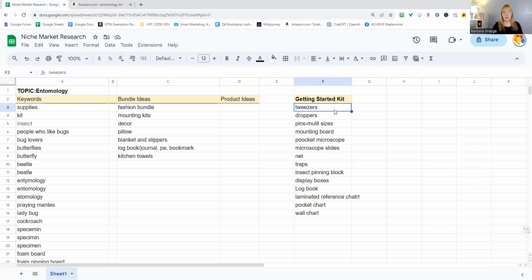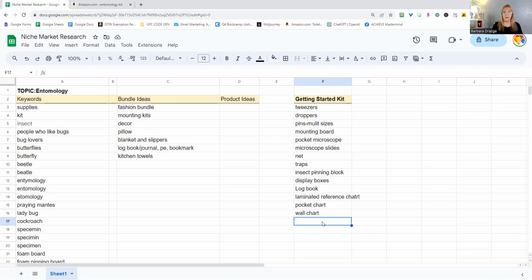I already started it. Tweezers, droppers, pins, different sizes, mounting boards, pocket microscope, microscope, sorry about that, misspelling. See how we misspell? Microscope slides, net traps, insect pin block, display boxes, logbook, laminated reference chart, pocket chart, wall chart. So as I start putting ideas down for this getting started kit in entomology and collecting insects, I start seeing items in here that I can customize.